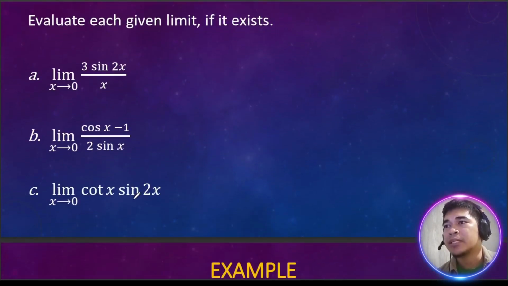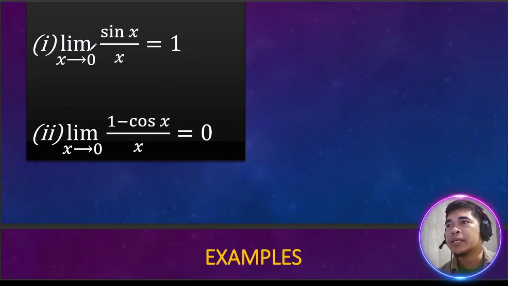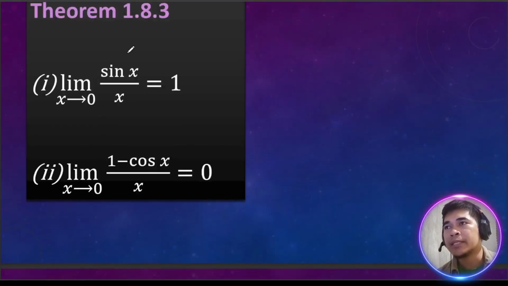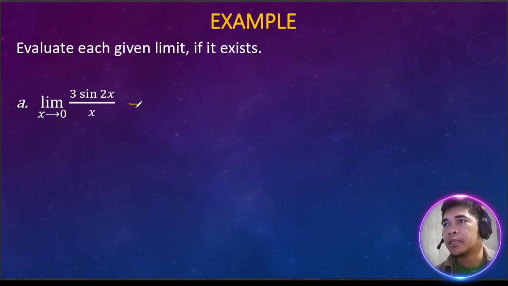So we have 3 examples. Atong tagsa-tagsaon. The first one, evaluate each given limit if it exists. Number 1, or letter A, limit of 3 sine 2x all over x as x approaches 0. So, take note ang A na to ha, 0. So, then, kani nga forma, pag inana gani ang mga pormahan, so man ang yang limit. Letter A, limit of 3 sine 2x over x as x approaches 0.